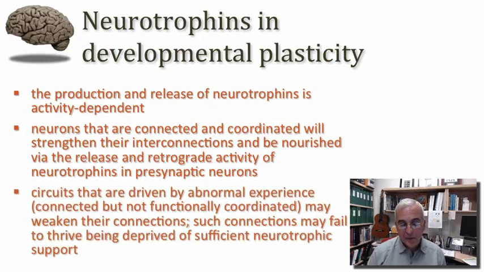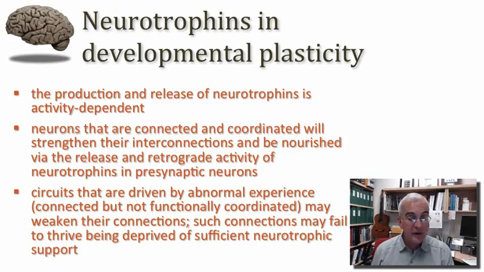Now, the converse might also help us to understand the impact of abnormal experience. So for those circuits that are driven by abnormal experience, that is, there's functional connectivity but poor coordination, these connections will be weakened as a consequence of the conditions that would favor long-term depression. But these connections are also going to be weakened and eventually eliminated because they will fail to acquire this neurotrophic substance that is released in limited quantity. So these connections are going to fail to thrive because they're being deprived of sufficient neurotrophic support.